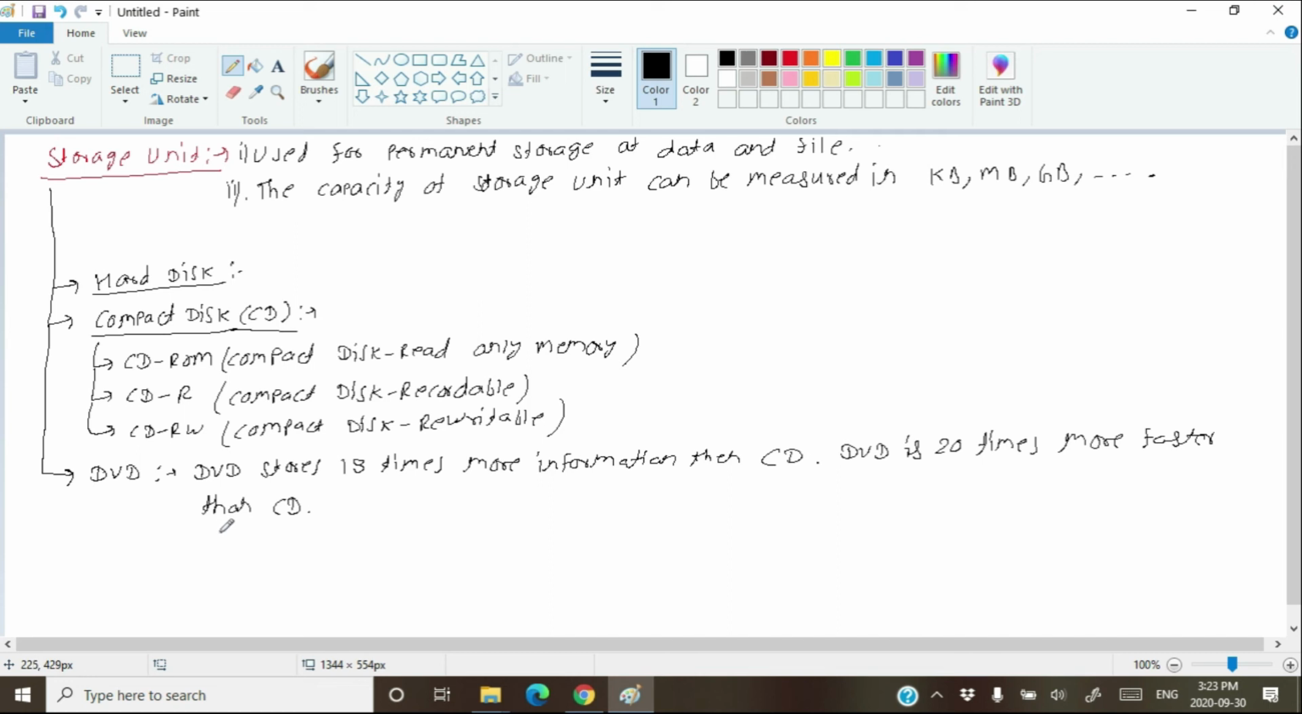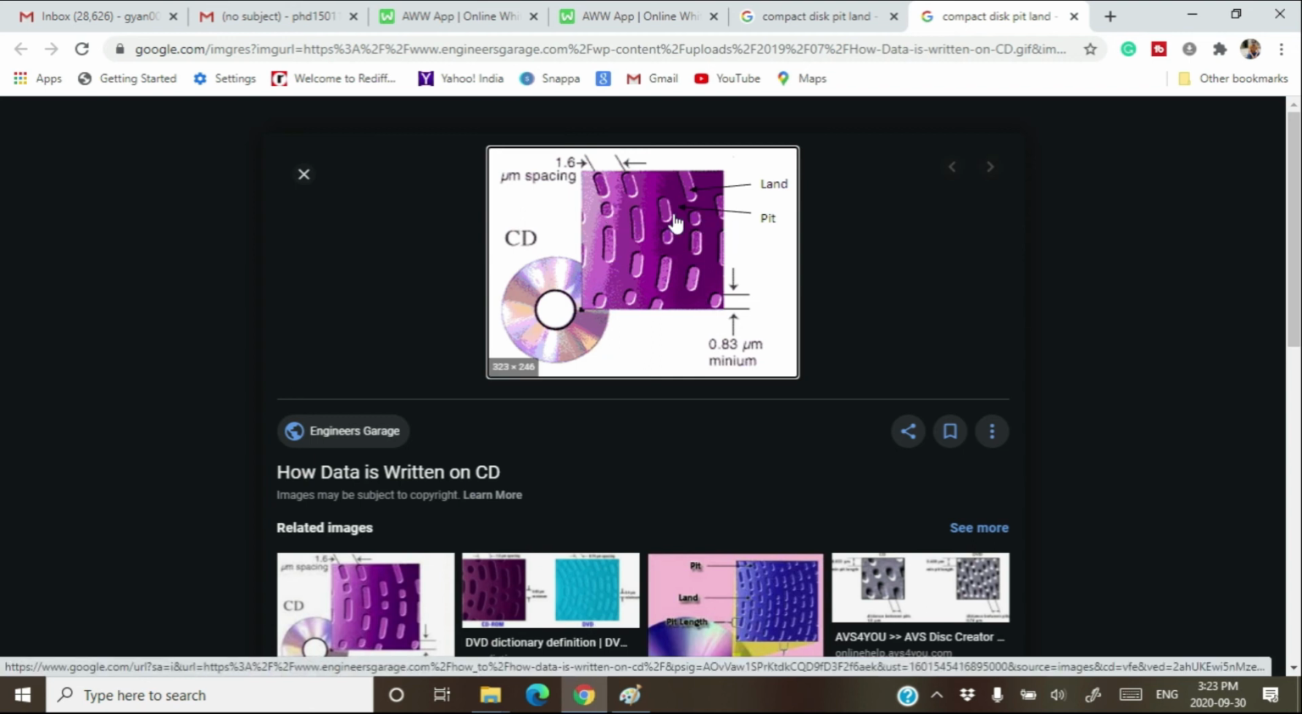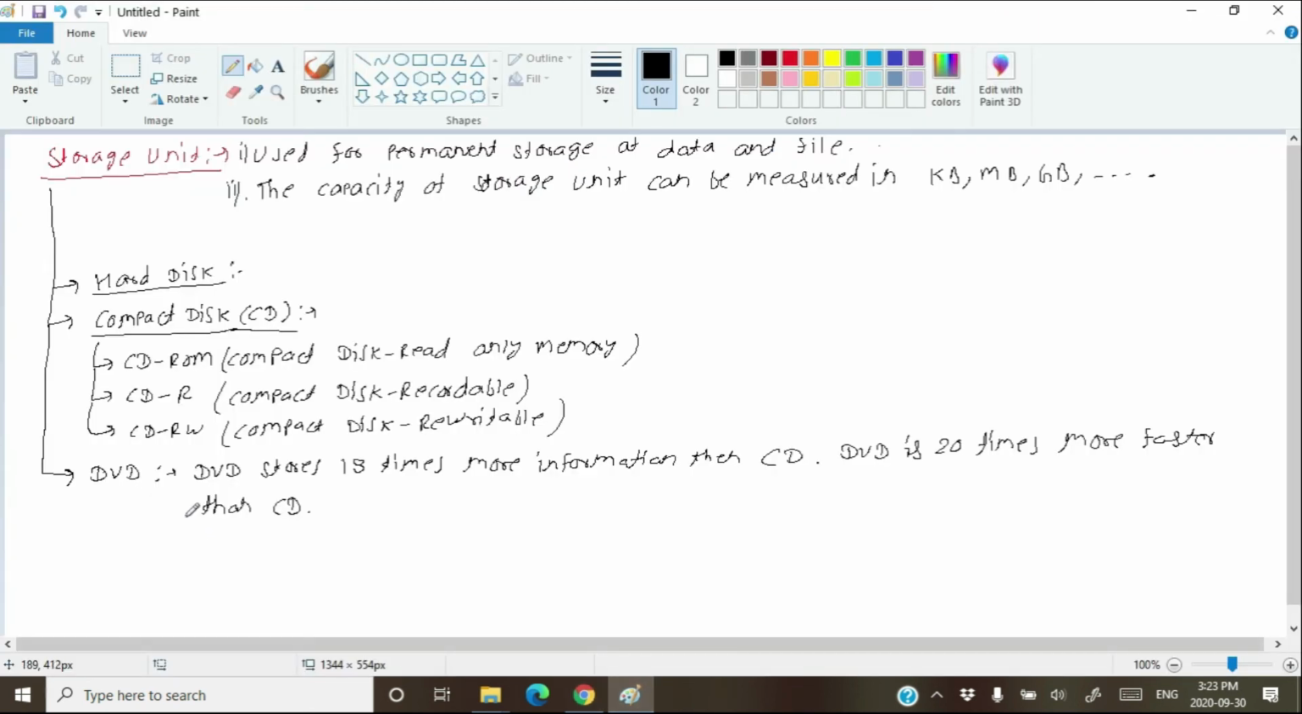Can you tell me why the storage of DVD is much more than CD? Because the density of pits and lands in the DVD is much more than the density of pits and lands on CD. And of course the laser beam of the DVD is much finer than the laser beam of CD. That's how on a disk of the same radius you can store 15 times more information than CD, because the pits and lands are very dense and the laser beam is very fine.